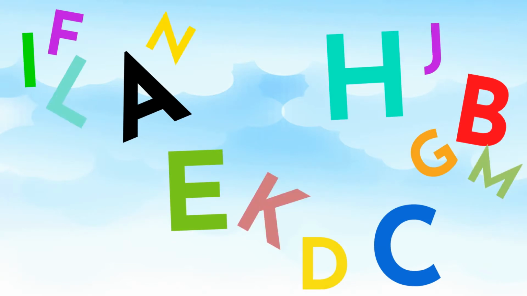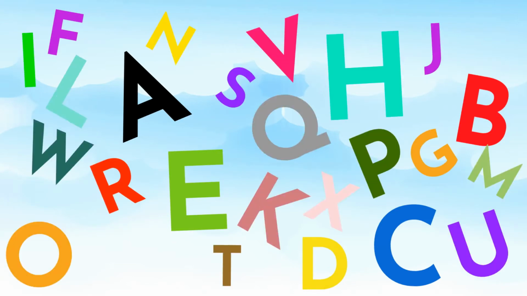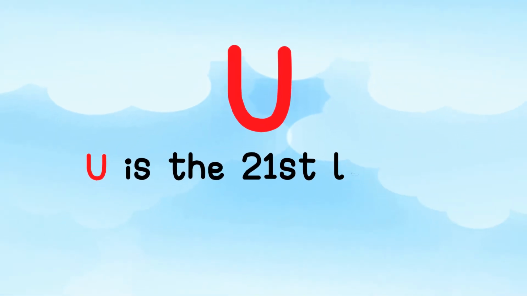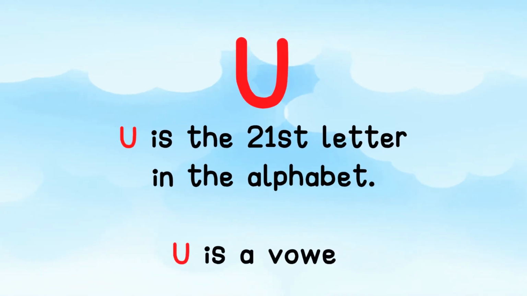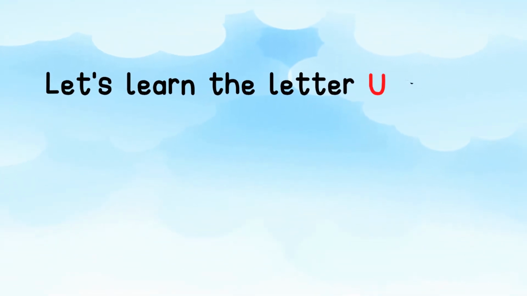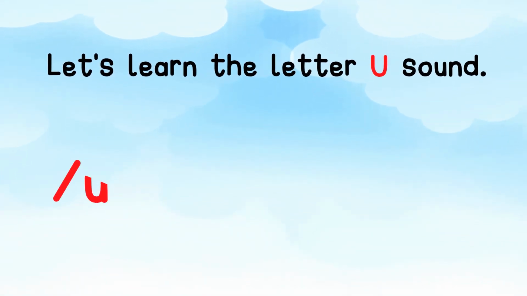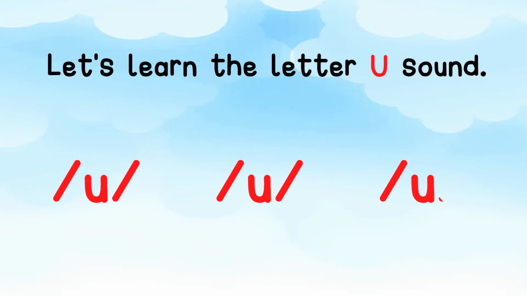Did you know there are 26 letters in the alphabet? Let's learn about one now. Here comes U. U is the 21st letter in the alphabet. U is a vowel. Let's learn the letter U sound. U goes ah. Now U.